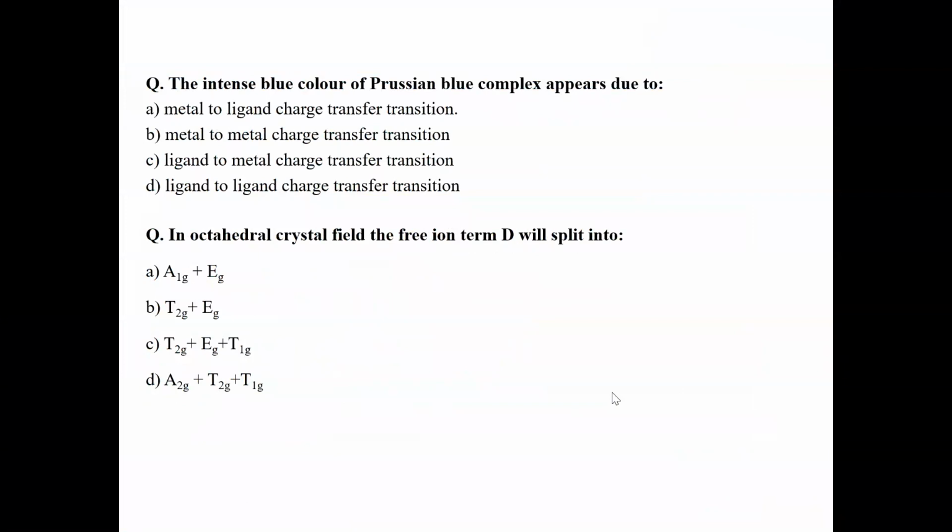ligand charge transfer transitions. The second one is, in octahedral crystal field, the free ion term, that is D, will split into. So here are the terms given. You have to identify which will be the right pattern of splitting for this D ion term. If you know the degeneracy of this D term, you can easily identify the correct answer.